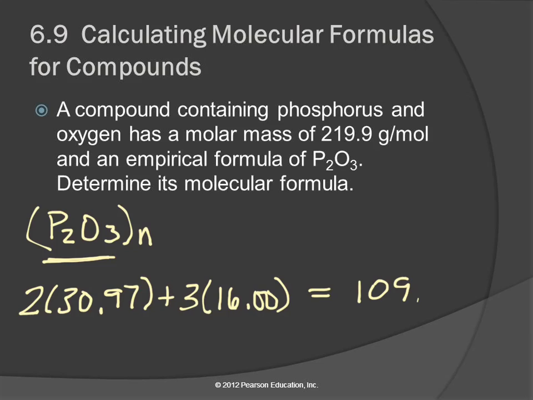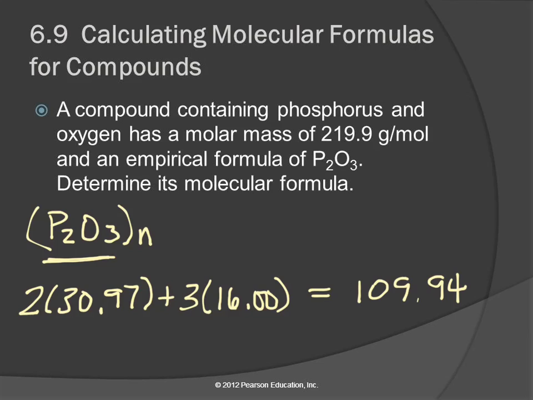I have to get out my calculator. 2 times 30.97 plus 3 times the mass of oxygen gives 109.94. 1 mole of the empirical formula weighs 109 grams. 1 mole of the molecular formula weighs more than that. So we have to figure out how much more, what factor.